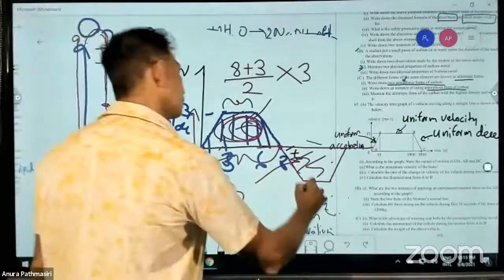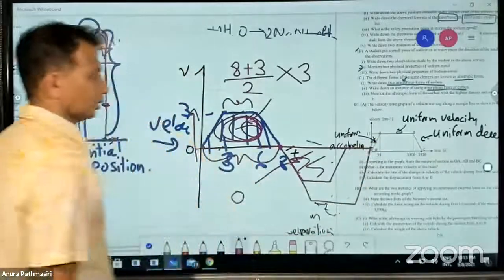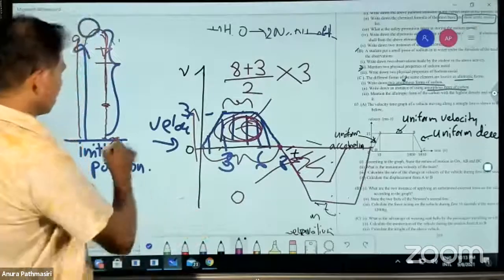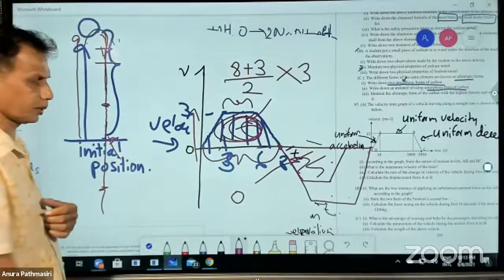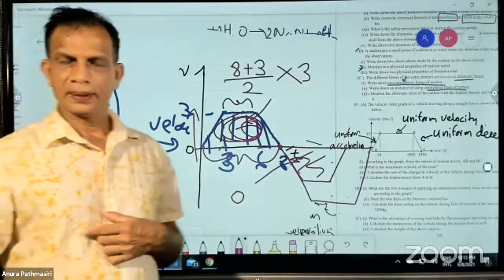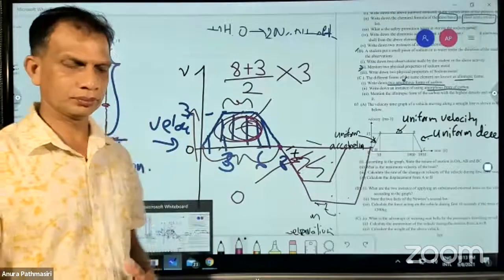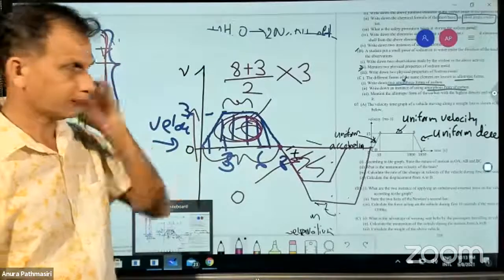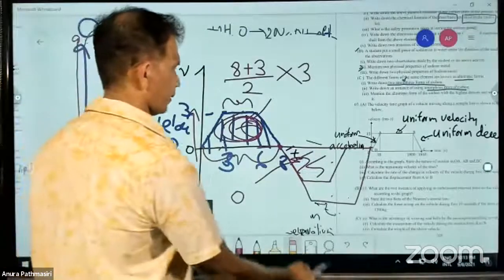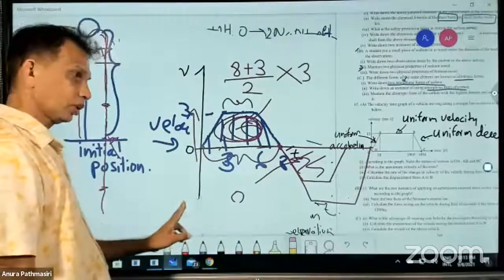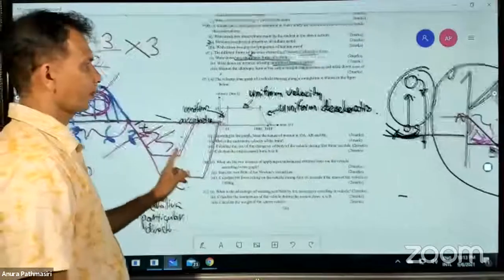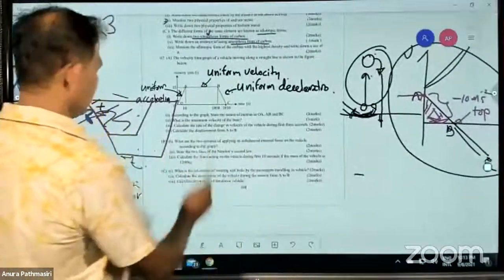In any case, if this side has a larger area, that means it has passed the initial position. I think you could get a very good understanding about what I said. Am I correct? Yes, sir. Got it? Yes.